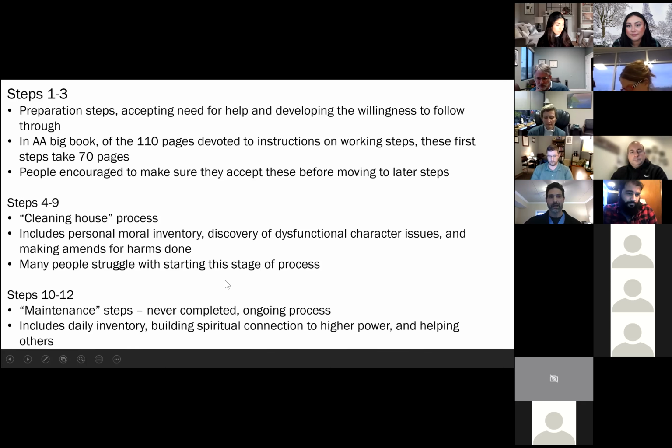All right. After that, the last steps are called the maintenance steps, steps 10 through 12. And these steps are never completed. This is an ongoing process. Essentially, it's a mini version of the first 9 steps done on a daily basis. So it includes a daily inventory, building a spiritual connection to a higher power, and continuing to work to help others in this program. All right. So I believe my next slide starts getting into some of the potential issues and pitfalls in 12-step programs, and there are quite a few.